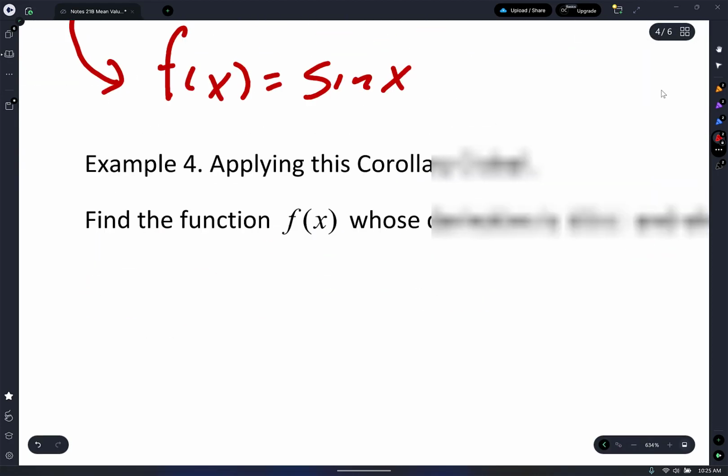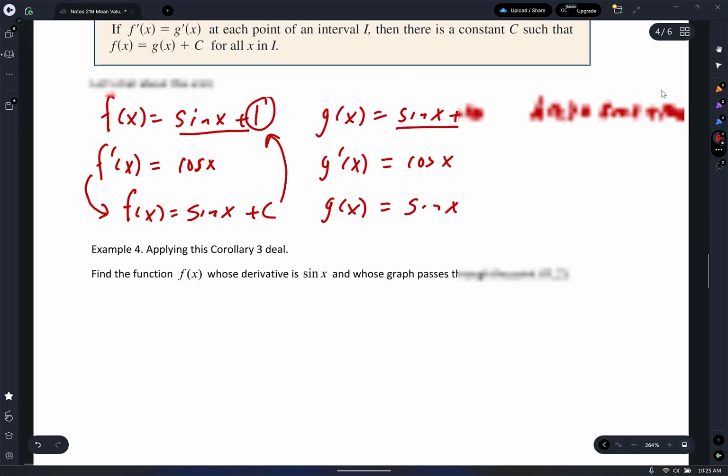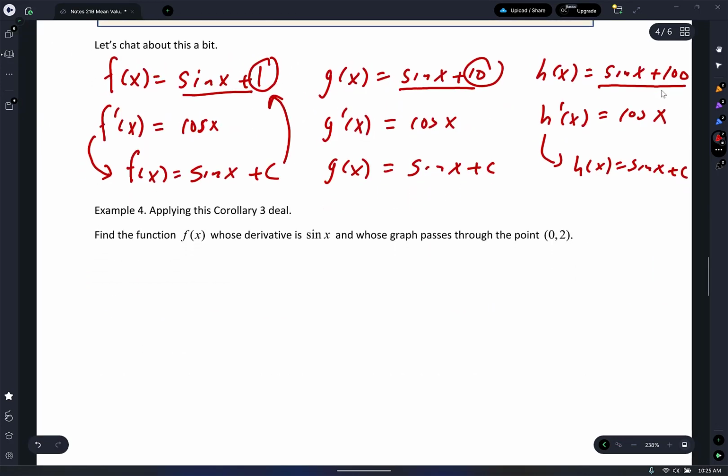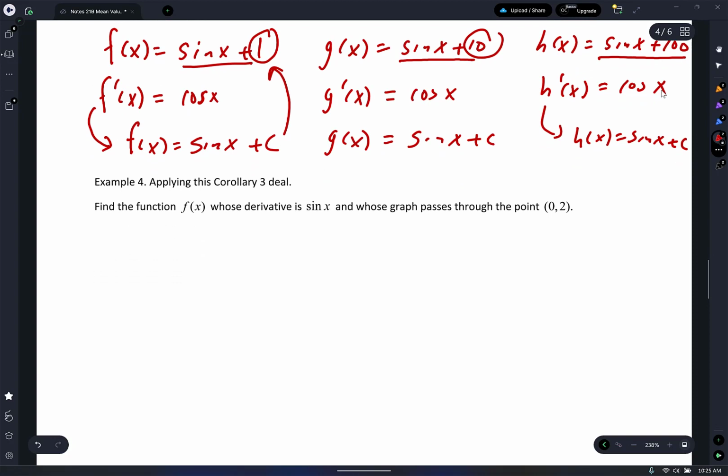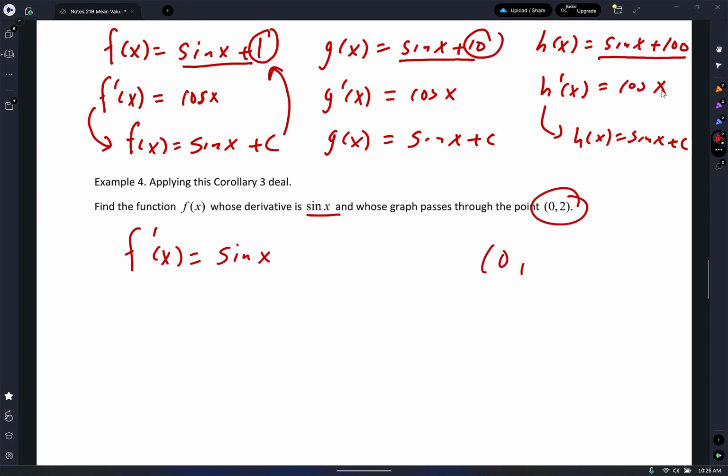All right, let's see. What does it say? Find the function f of x whose derivative is sine x, and the graph passes through the point (0, 2). They want me to find the function f of x whose derivative is sine x, so write f prime of x equals sine x. And I pass through the point (0, 2). It doesn't have to be an initial condition; it can be any condition. They told me when x is 0, my y value is 2, so that means f of 0 equals 2. Are we okay?